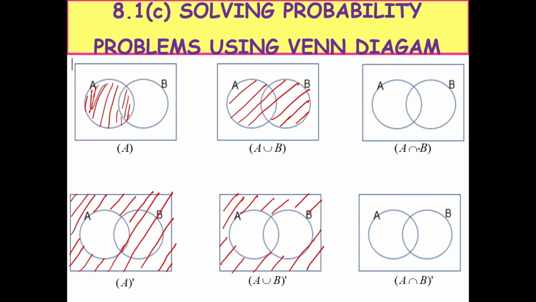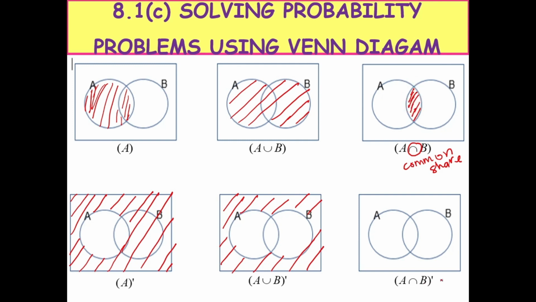Now A intersect B. Whenever you see this symbol, it is what the two sets have in common, what they share. Look at the diagram. The shade in the middle here, that is A intersect B. So of course, we have to shade this region.